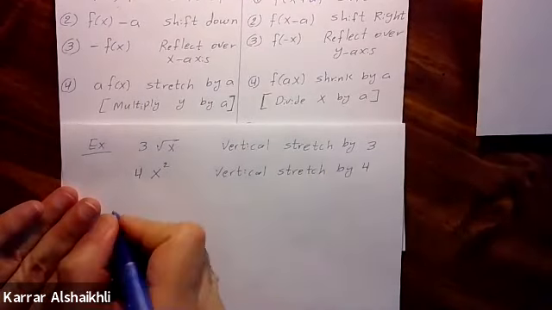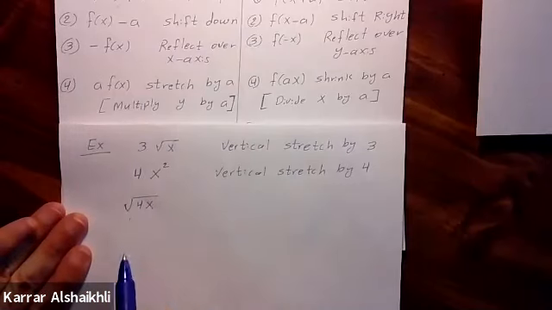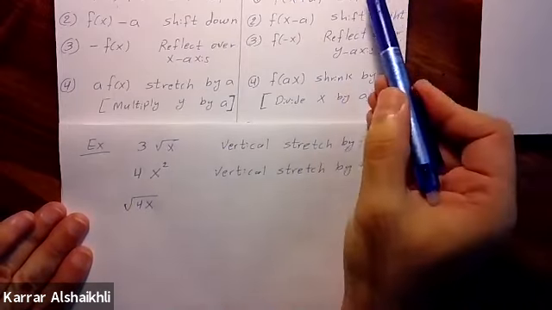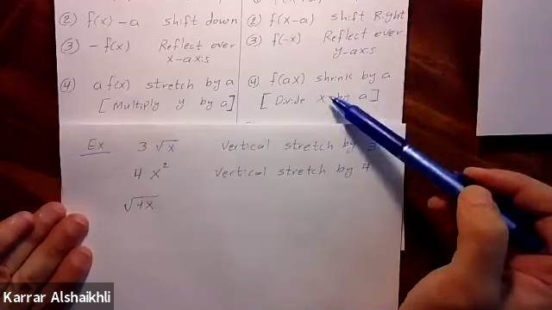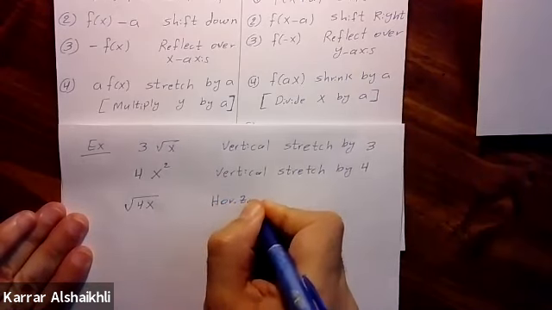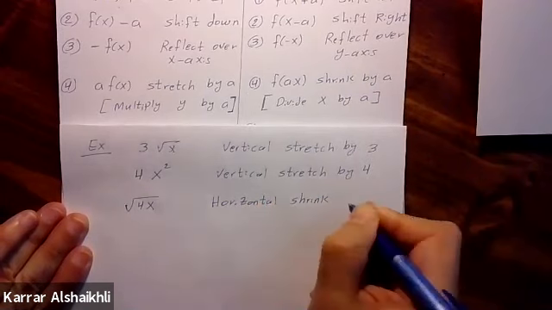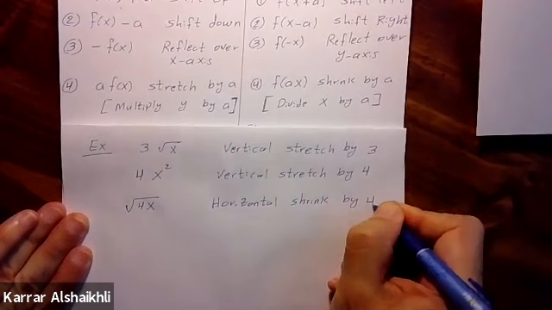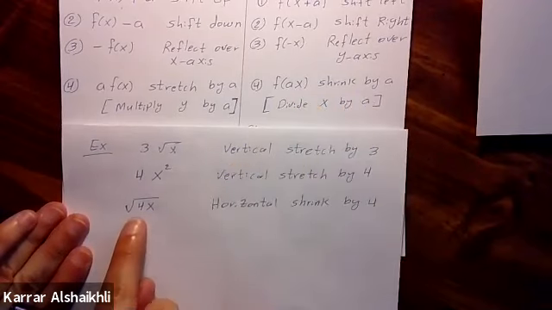Let's do the one inside. If we have the square root of 4x, you see the number is inside now, inside the root. That means inside the parent function. So now it's going to be horizontal shrink, because we're working on this side, the number inside. So it's going to be horizontal shrink by 4, because the number is inside.